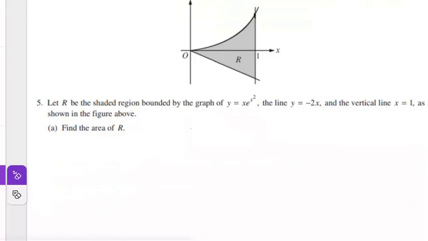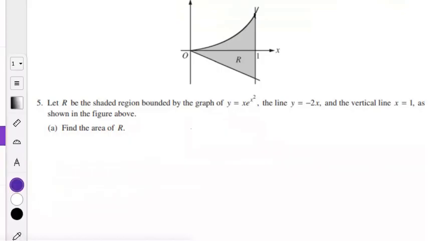So firstly, we should look at the graph. In the question, it tells us that R is the shaded region bounded by the graphs of y equals xe to the x squared, the line y equals negative 2x, and the vertical line x equals 1. So we can assume that this exponential line is xe to the x squared, this vertical line is x equals 1, and this line right here is y equals negative 2x. Part A asks us to find the area of R.